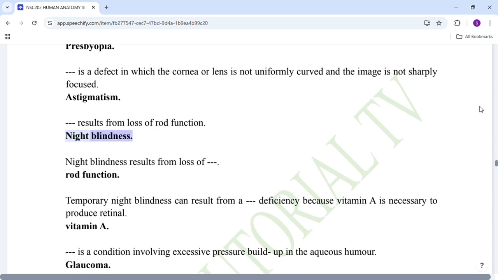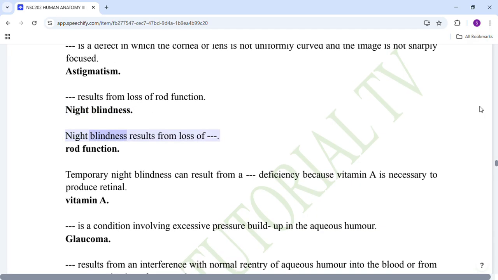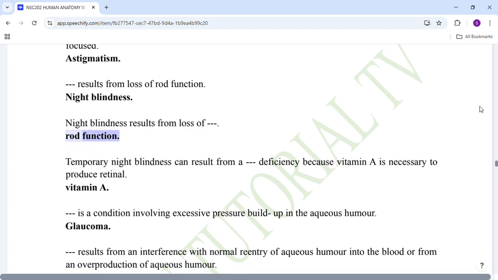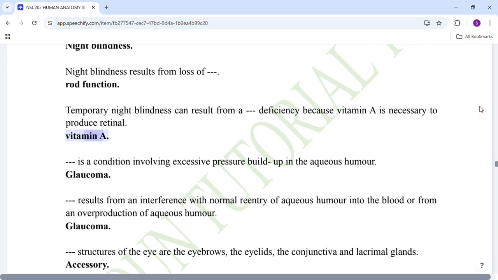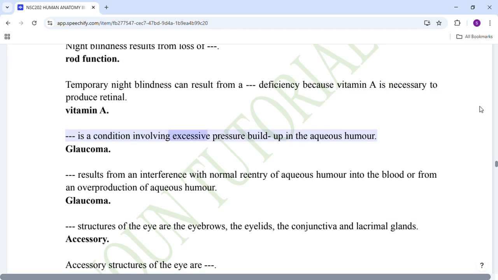Night blindness results from loss of rod function. Temporary night blindness can result from vitamin A deficiency because vitamin A is necessary to produce retinol.